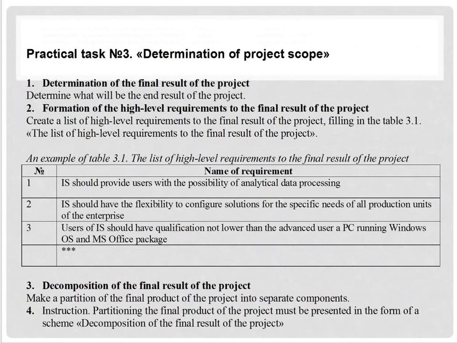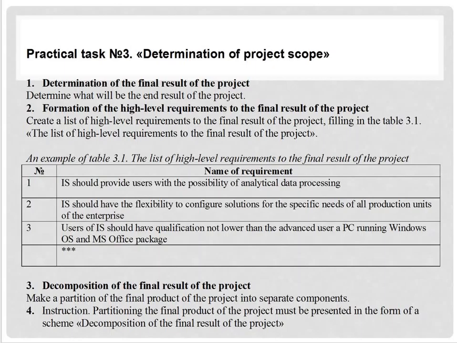And at last, practical task number 3, determination of project scope. First, determination of the final results of a project. Determine what will be the end result of a project. Second, formulation of the high-level requirement to the final results of the project. Create a list of high-level requirements to the final result of the project, filling in the table 3.1, the list of high-level requirements to the final result of the project. And you also can see the example of this table.